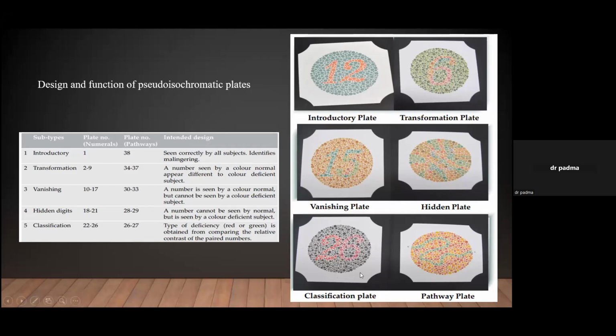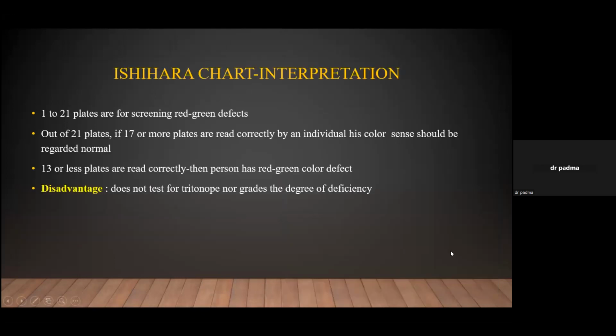This is a classification plate, which is used to determine the type of deficiency, either red or green. And this is the pathway plate, which is used in illiterate patients, where the patient traces the line. So how to interpret? Plates 1 to 21 are used for screening red-green defects, of which if 17 or more plates are read correctly, then the color sense is regarded as normal. If 13 or fewer plates are read correctly, then the person has a red-green defect. The disadvantage is that it does not test for tritanopia, like blue-yellow, nor does it grade the degree of deficiency.